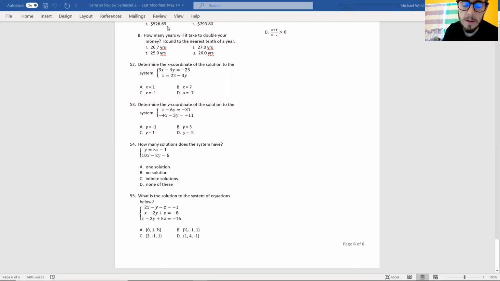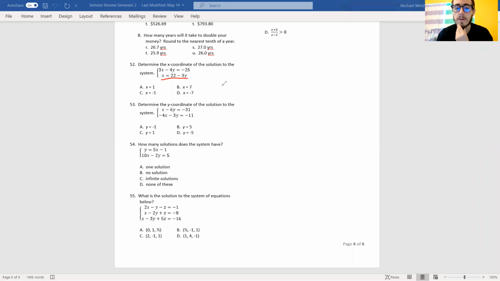For number 52, it says determine the x coordinate of the system. Obviously, you could plug in x, solve for y, and then try to figure it out, but you should recognize that this already has x solved for. So I'm going to substitute that into the first equation. I'm going to write 3, because that's the beginning, and then when I get to the x part, I'm going to write parentheses and plug in the value of x, which is 22 minus 3y. That's substitution. Minus 4y equals negative 25.